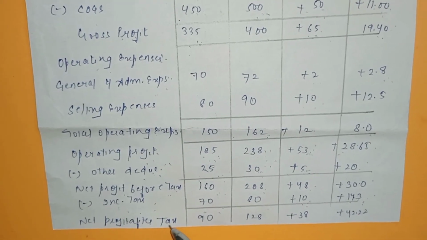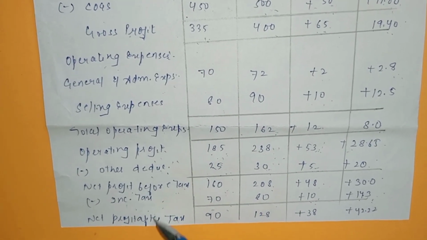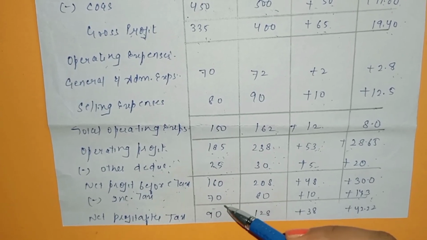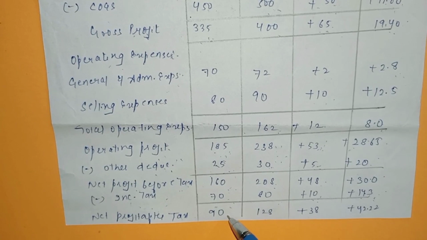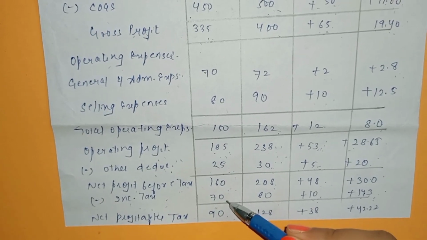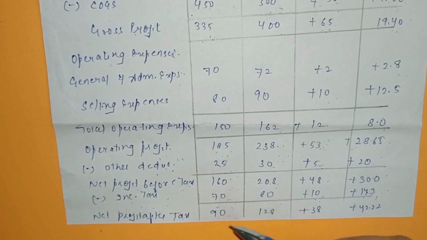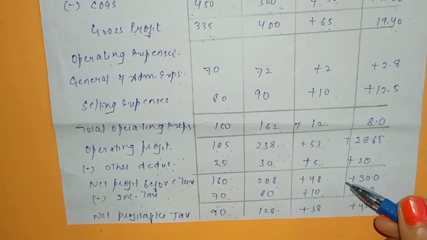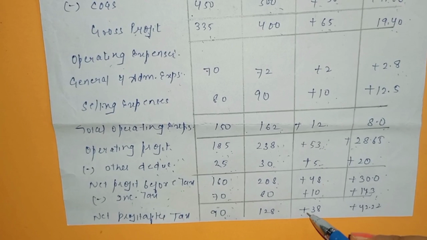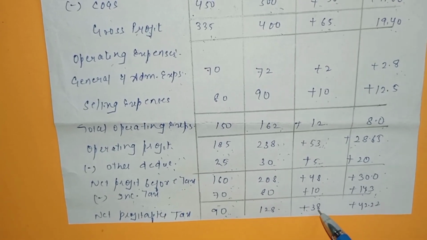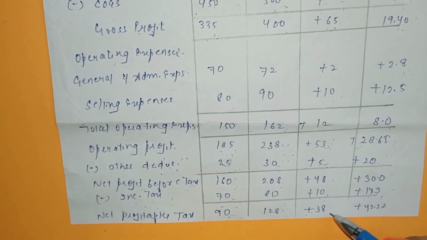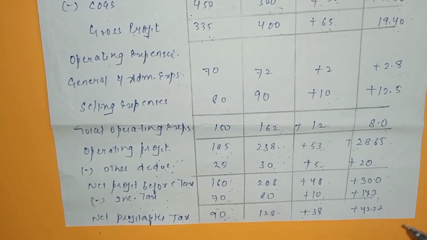Then there is net profit after tax. If we want to find out the net profit after tax, we will have to deduct the income tax from the net profit. We can find out that the net profit is 90. If we deduct 70 from 160, then it will come 90. Then in 2011 it is 128. Then there is an increase or decrease. We can find out that there is an increase of 38,000. If we want to find out the percentage, we will have to divide 38 by 90, that is 42.22.